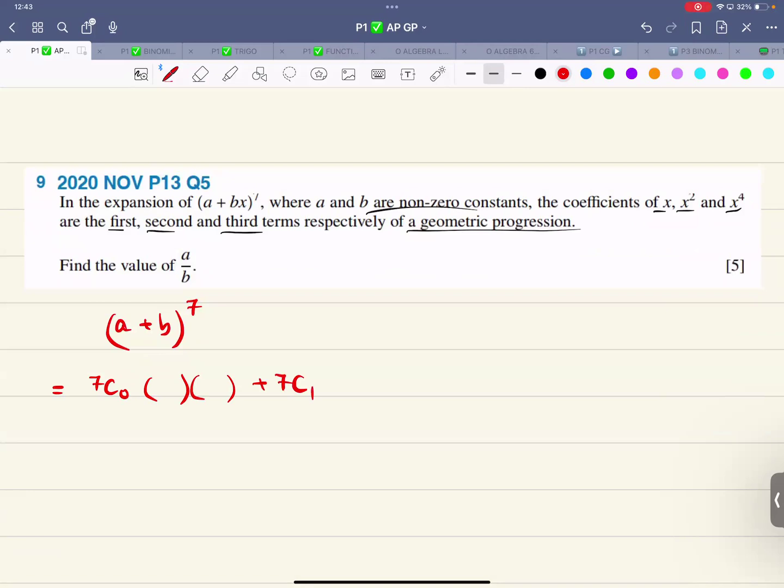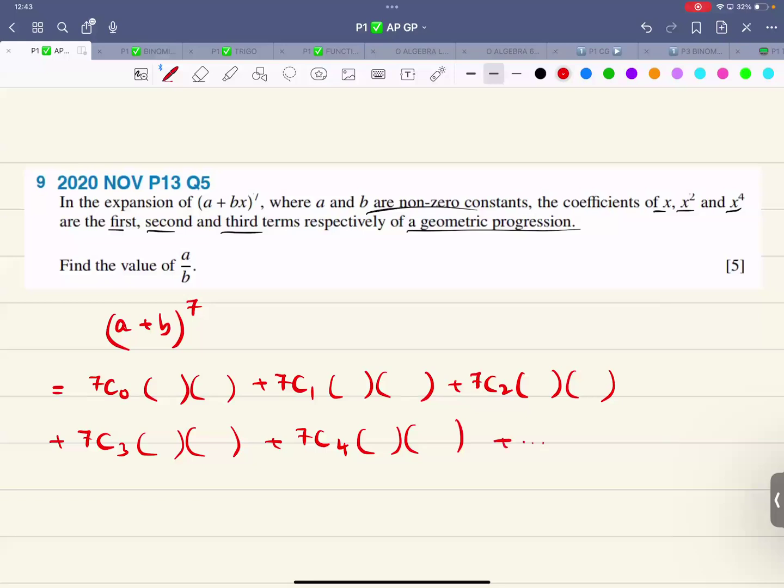7C1, and then I'll pick the relevant terms, 7C2, and then 7C3, 7C4. I think that is all I need for right now. Why? Because there is the BX term, so that means the powers are increasing. So over here, I'll write A in the first bracket, and then I'll write B in the second bracket.